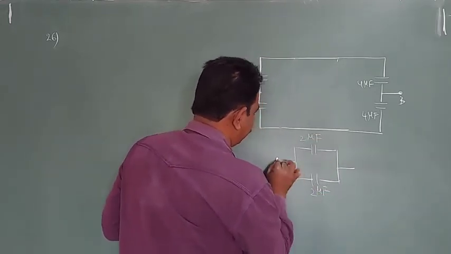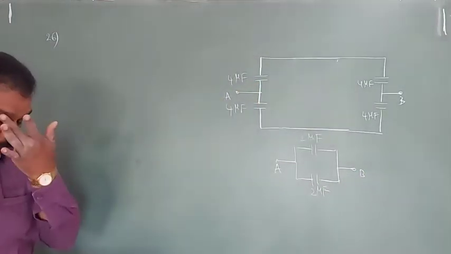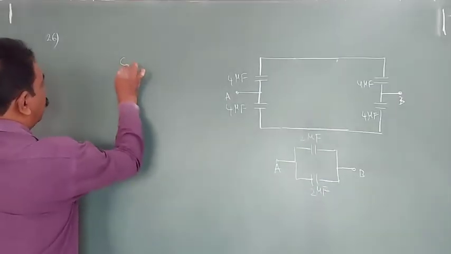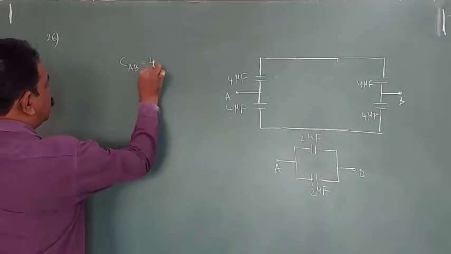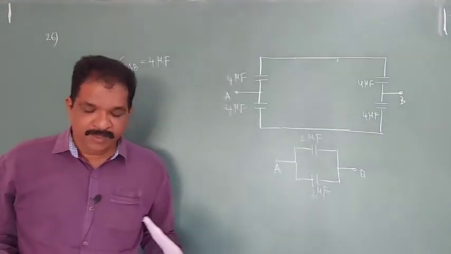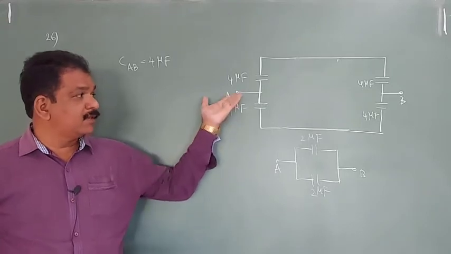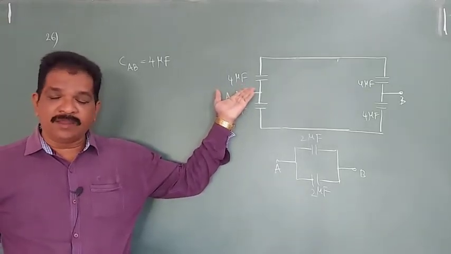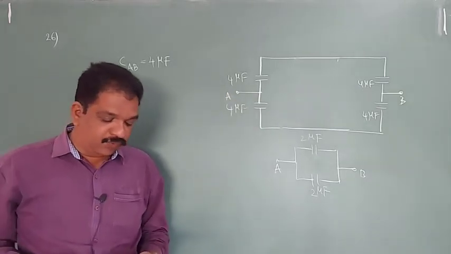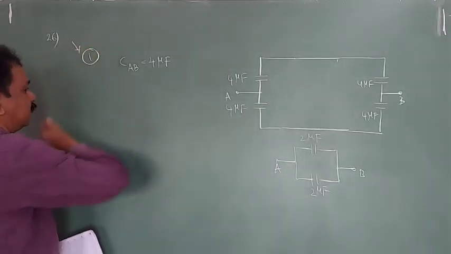Here A, here B will be there. So 2 and 2 in parallel, effective capacity value is equal to 4 microfarad. So simply you can write, if all capacitors are identical in a balanced Wheatstone bridge, the effective capacity is equal to one capacitor's capacity. So answer will be 4 microfarad. 26, it will be first option.